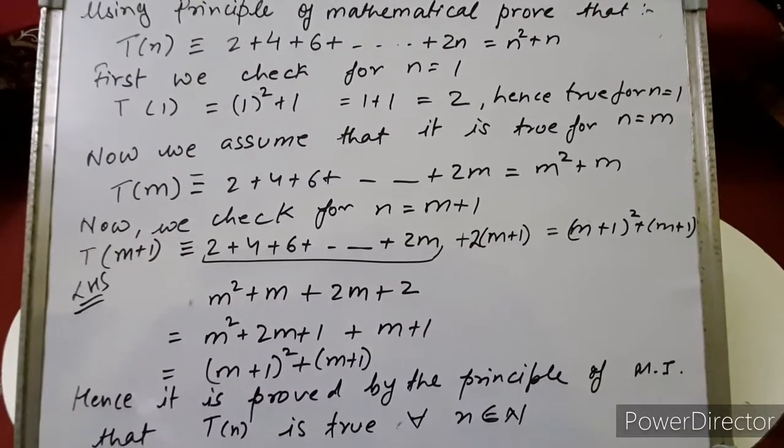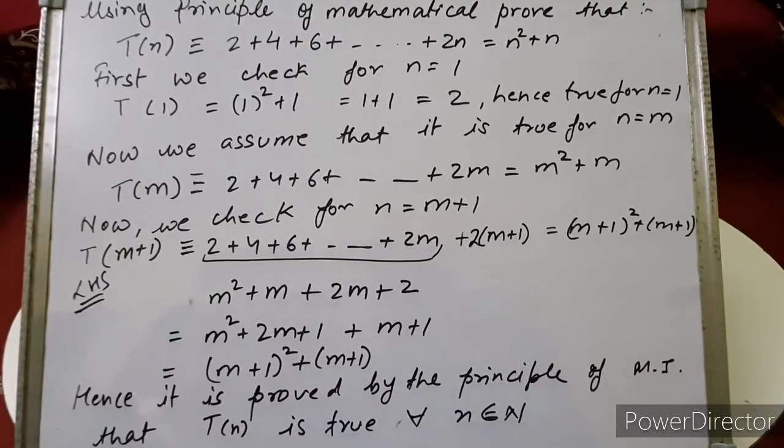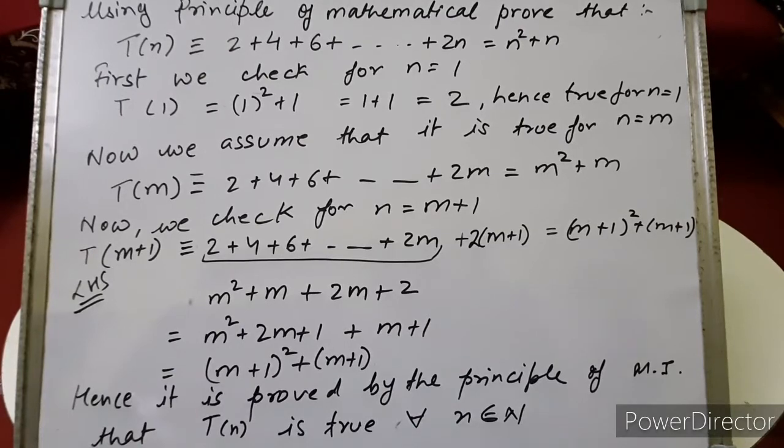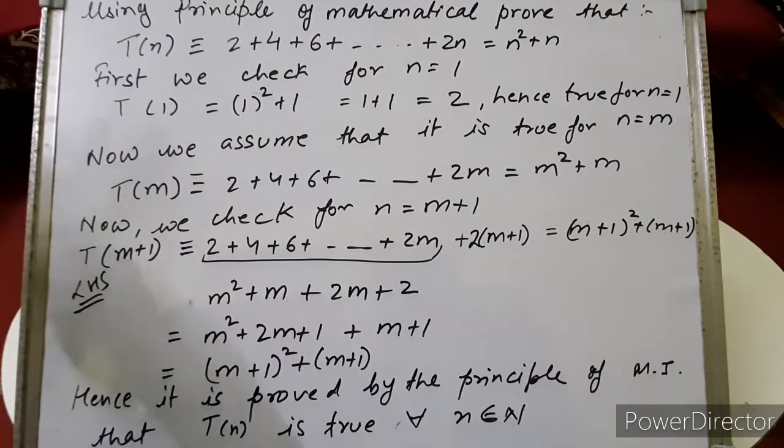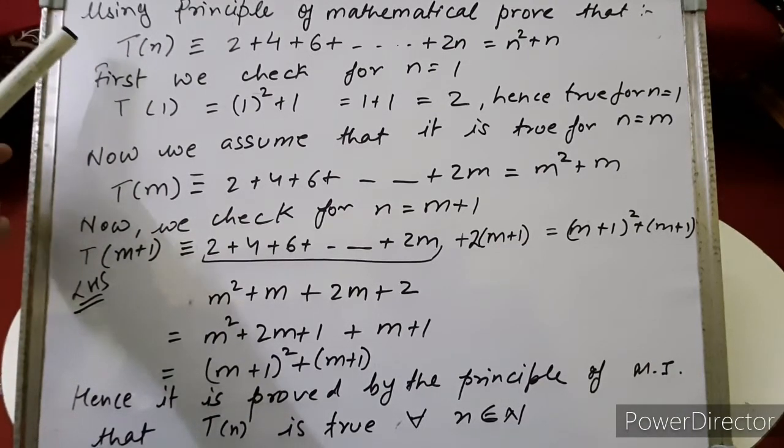Let's see another sum, children. Now in this sum, the question says, using the principle of mathematical induction, prove that Tn, which is equivalent to 2 plus 4 plus 6 plus and so on plus 2n, is equal to n square plus n. That means this statement is true. We have to prove that by using mathematical induction, right?